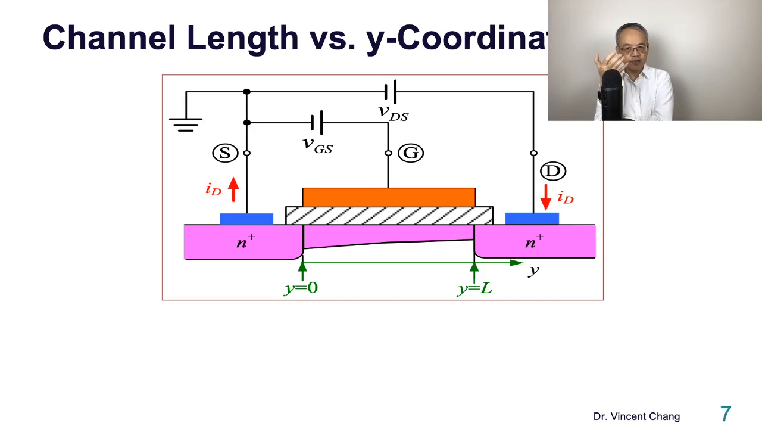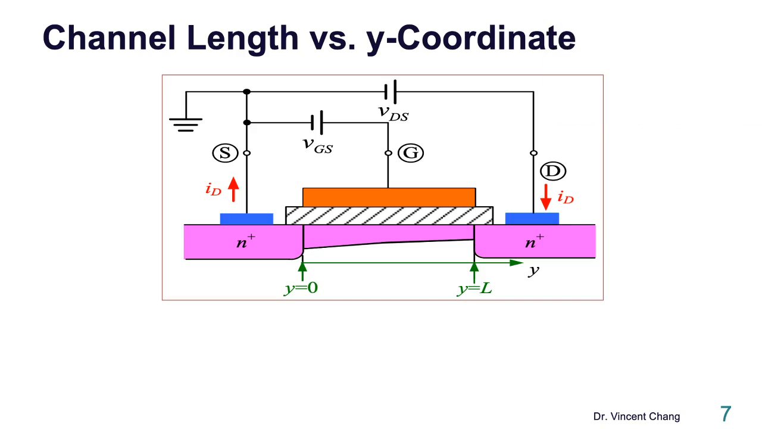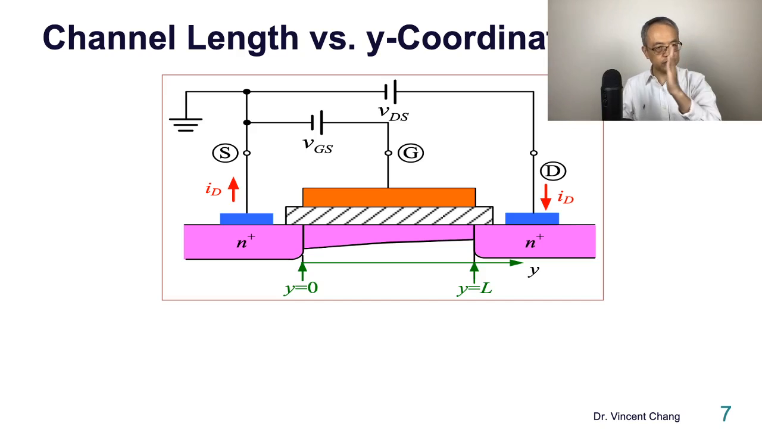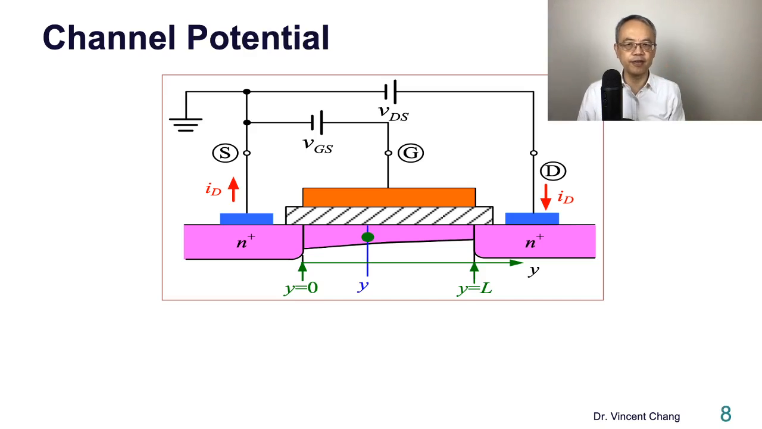Channel length, L. Let's define the coordinate. The y-coordinate: on the left-hand side is y equals 0. On the right-hand side, y equals L. L represents the channel length. So any point along the channel is a variable y.